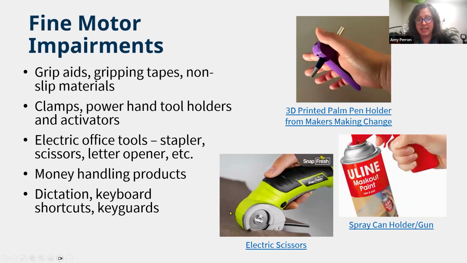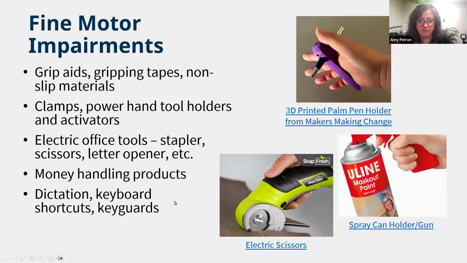Also on the slide, we're looking at a spray can holder gun. So those of you who have tried to use an aerosol can, you know, there's a small button that you have to press with your finger. Here it's an adapted kind of trigger that goes onto it, almost like a gun handle. So it's going to make it a lot easier for someone.